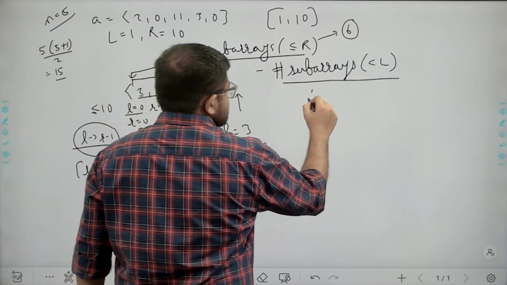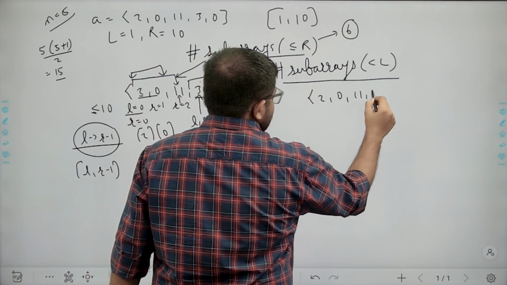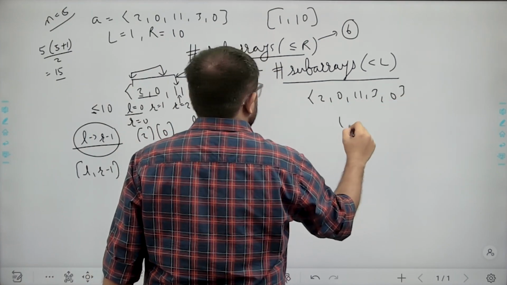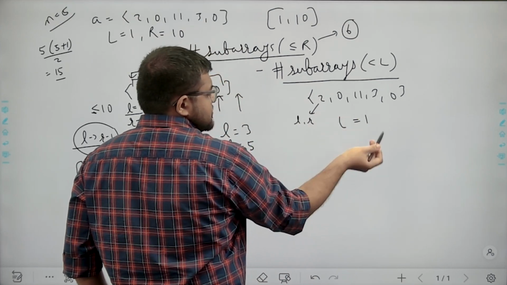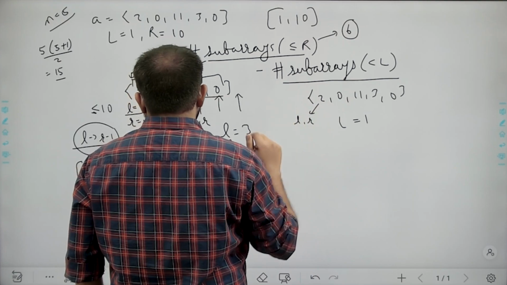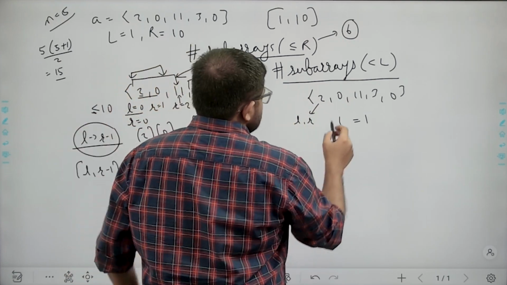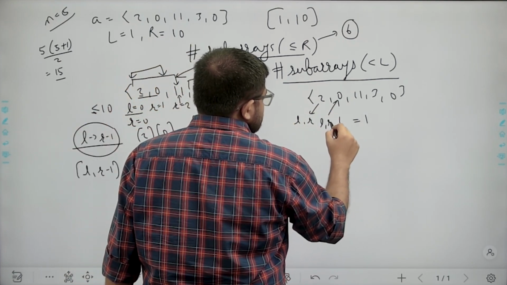So the array is 2, 0, 11, 3, 0, and the value of L is 1. So my L is here and R is here. Is 2 less than 1? No, it should be less than 1. Okay, L is 1. So my L will go here and R will also go here.